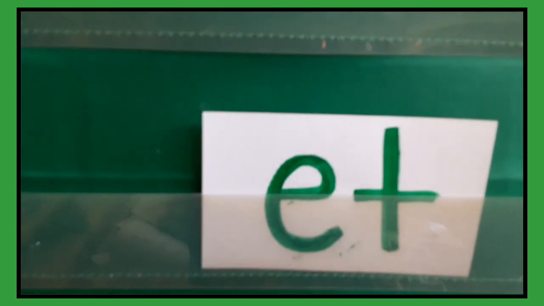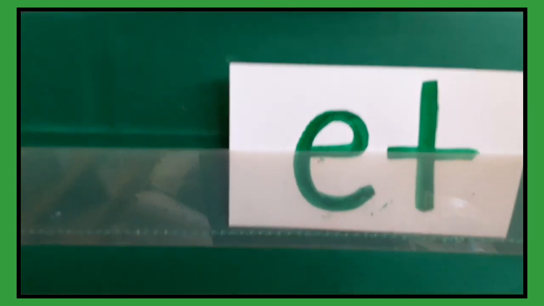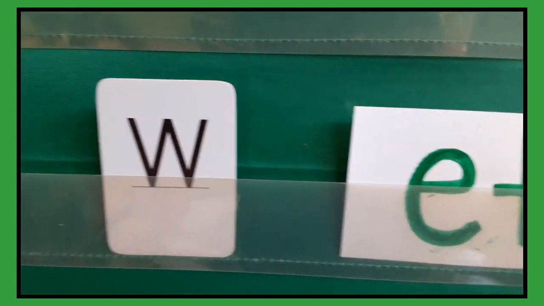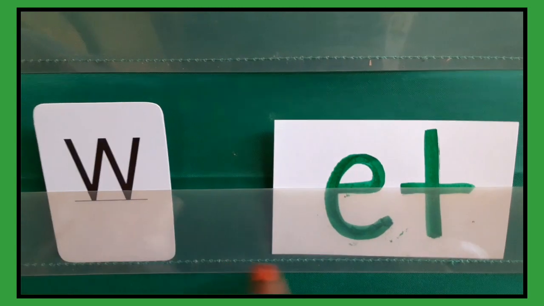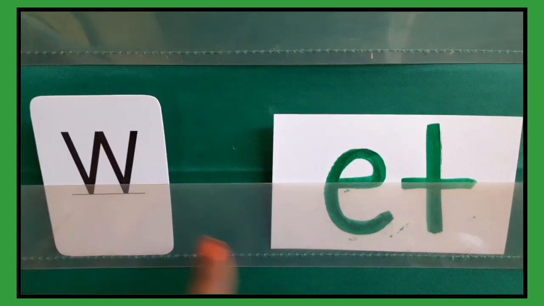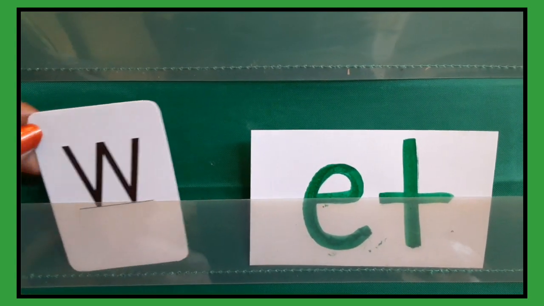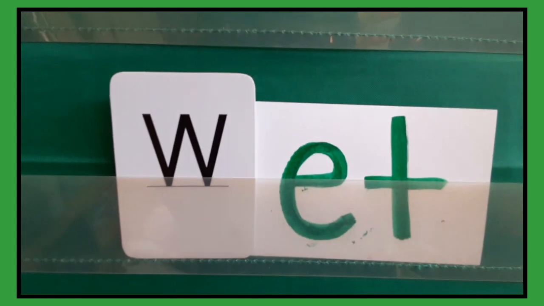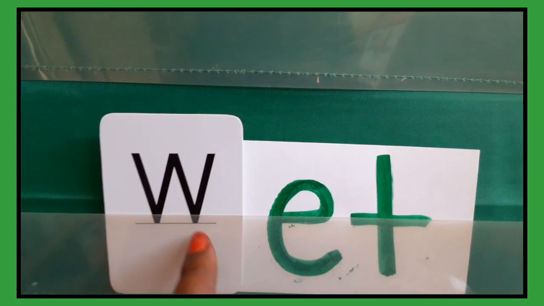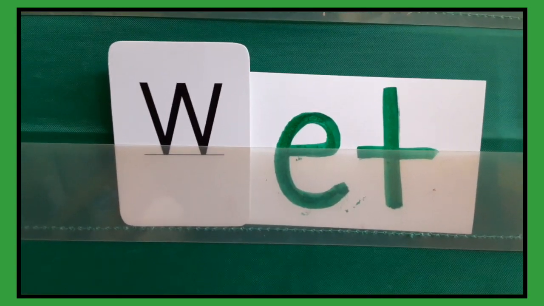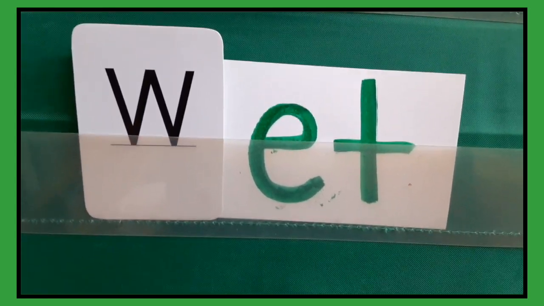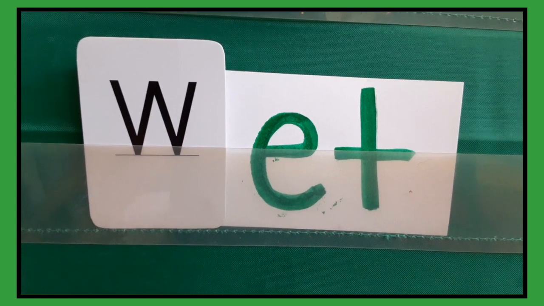All right, let's change that first sound. Let's pick a different sound. What sound do we have now? W for W. Let's say the sounds together. W. Et. W. Et. What word will we make if we blend these sounds together? Wet. Can you say wet? Nice try, you guys. We will continue to work on blending sounds to make words in our next lesson.